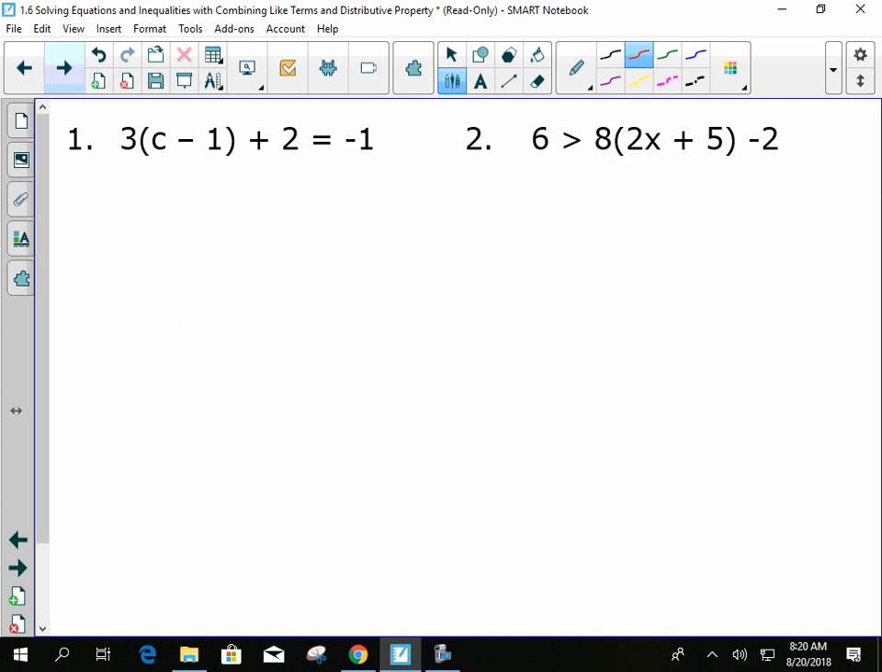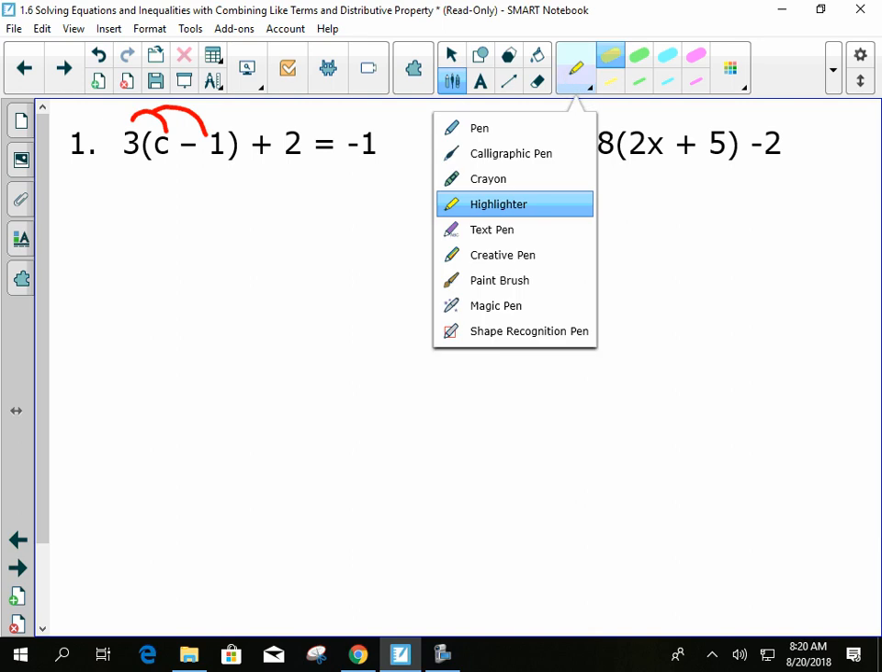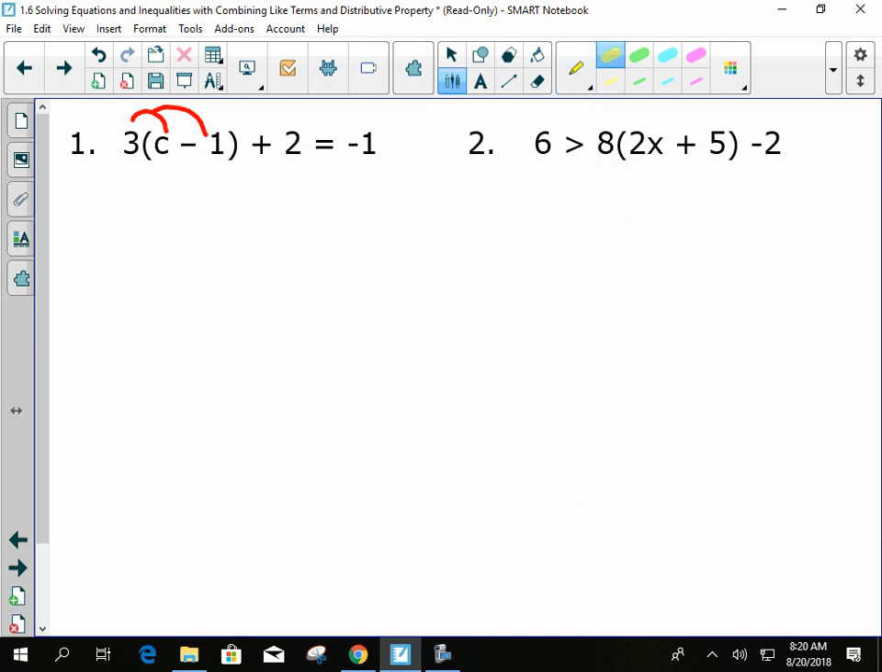Okay, so guess what, kids? It's the same thing we've been doing. Now, 3 is your distributor. I know it is because there's no sign. You see right here where there's a sign? You see right here where there's a sign between the parentheses and that number? That tells me that number cannot be my distributor.